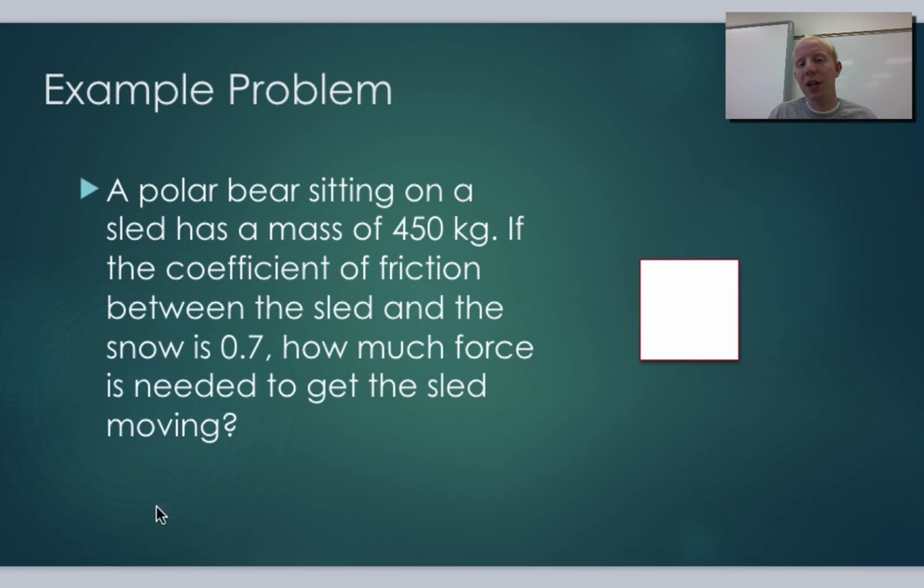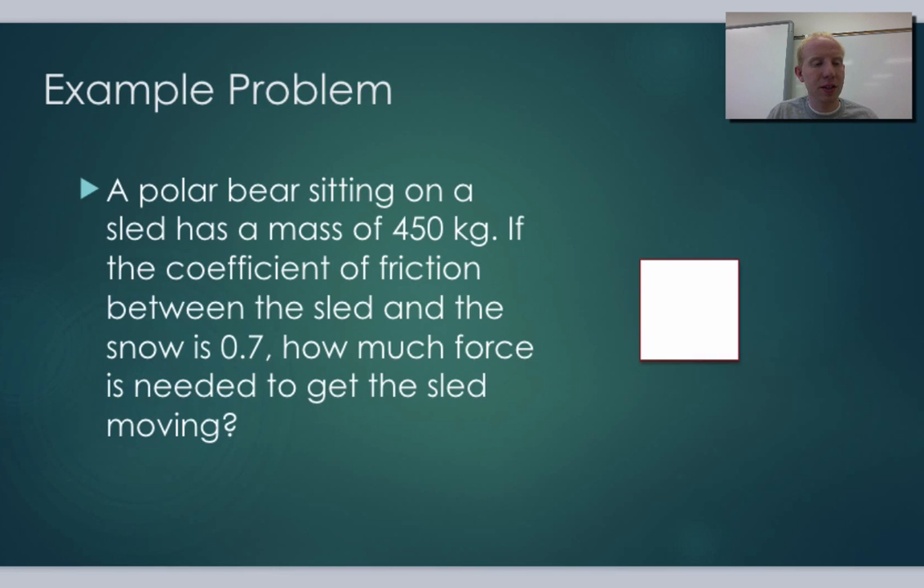So this time we're not given as much information. We just have that we have a polar bear. Of course, there's always a polar bear on a sled. This is a classic physics problem because you always see polar bears sitting on sleds, of course. But anyways, he has a mass of 450 kilograms. You have a coefficient of friction between the sled and the snow of 0.7. How much force is needed to get the sled moving?